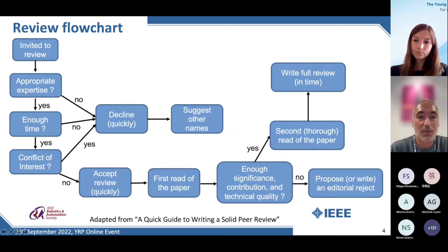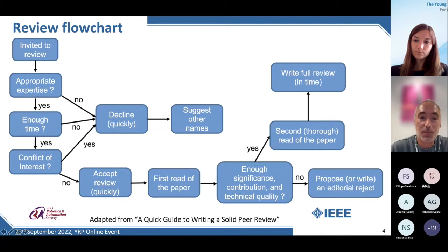Here is a small flow chart of how the review works. In general, you are invited to review by someone. Then you should consider several points. Do you have the appropriate expertise for reviewing the paper? I will come back to this point at the end of my presentation. But of course, if the paper is completely out of the scope of your expertise, you cannot review it. Then, do you have enough time?